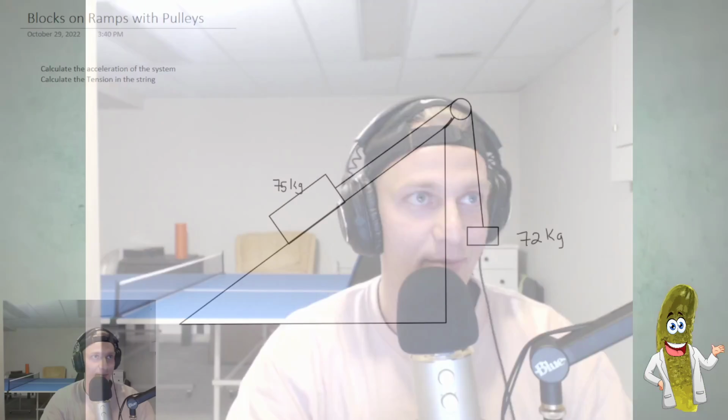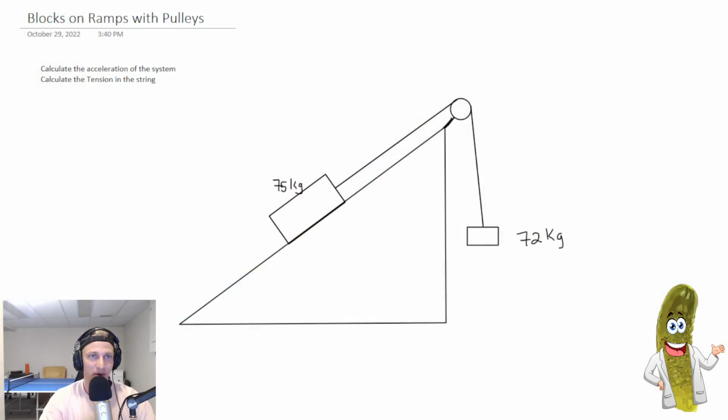Hey folks, we are going to look at calculating the tension of a string in a system where we have a block and then a weight, and just a nightmarish question. So here we go. This is what we're looking at in our little question.